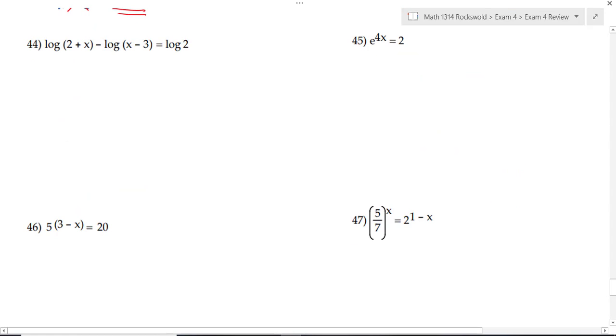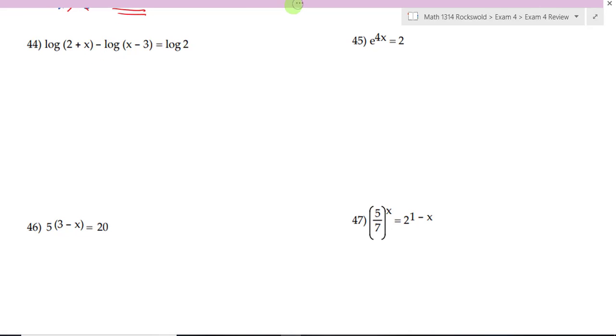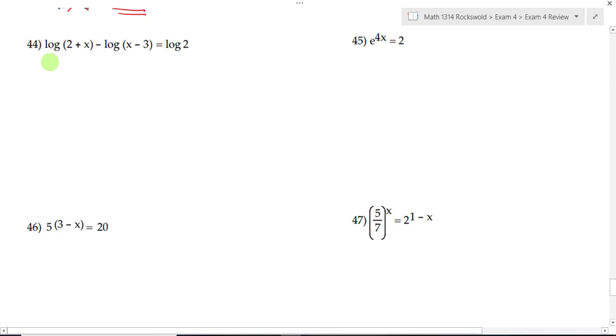On number 44, we have subtraction between the two logs. How would I rewrite this as a single log to get rid of the subtraction between logs? This would be log of what? 2 plus x over x minus 3 equals log 2. Now we have a log equal to a log. The bases are equal, therefore the arguments must be equal, and we have 2 plus x divided by x minus 3 equals 2.